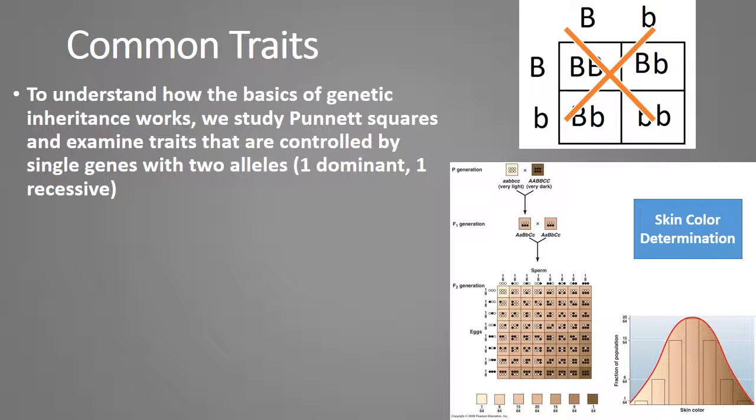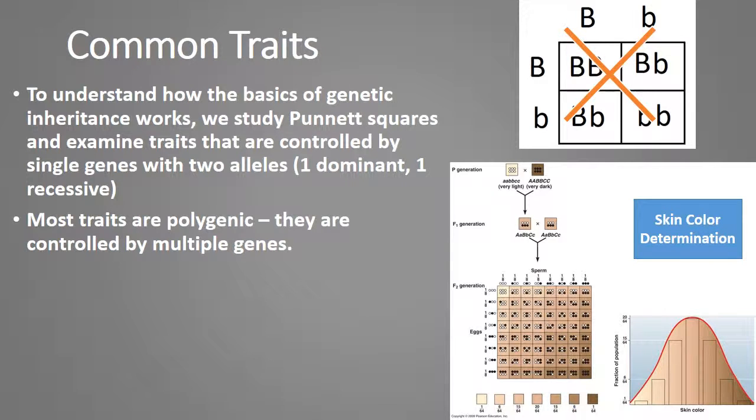Most traits that we study in biology are kind of uncommon things that we pretend are common so that we can learn the principles of genetics. We pretend that things are controlled by a single gene, and that gene has 2 alleles, and one of the alleles is completely dominant and one of them is recessive, and that helps us get kids to understand some of the basic principles of genetics.